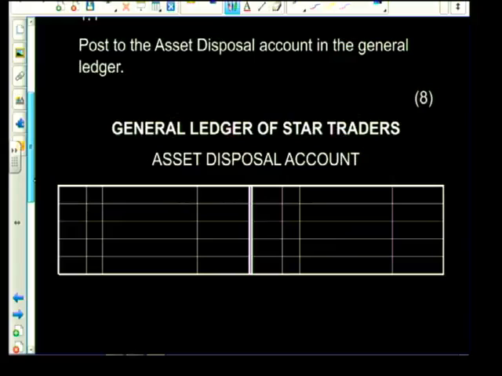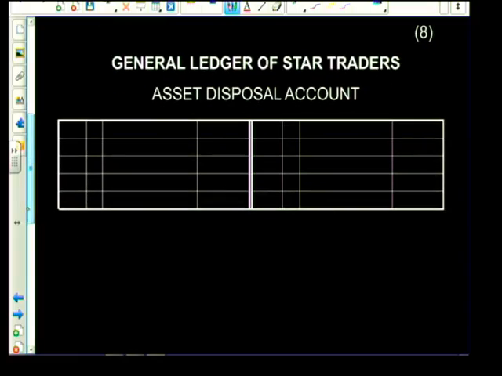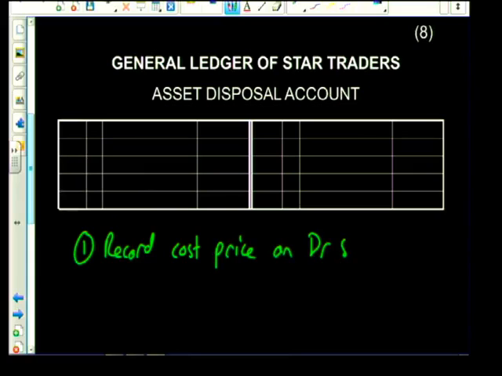Here's our answer sheet, the asset disposal account in the general ledger. I'll do some quick revision on this. The very first thing that you have to do is record the cost price of your equipment that you sold or your vehicle that you've sold. You record the cost price on the debit side.